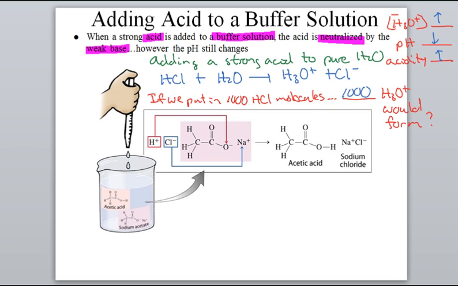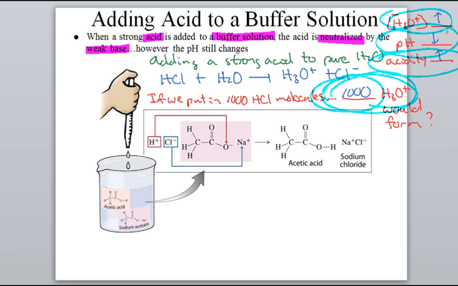So for any strong acid in water, we assume that all of them react and form the hydronium ion. So 1,000. If you're producing more hydronium ions, its concentration would increase. If the hydronium ion concentration increases, it means it's more acidic, and pH decreases.